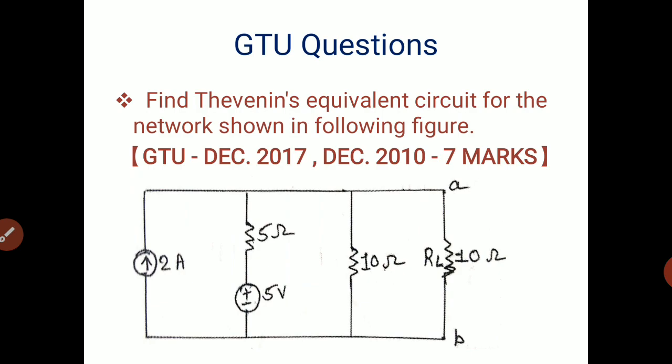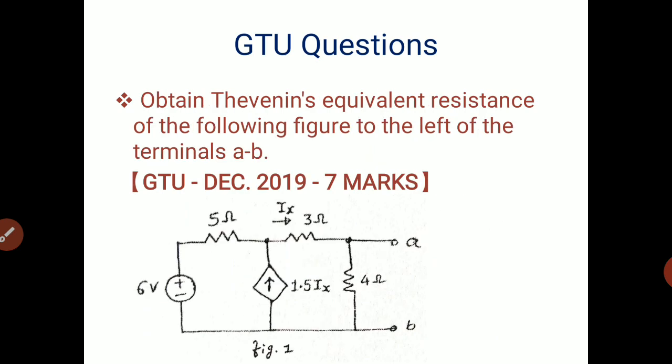Another question is: find Thevenin's equivalent circuit for the network shown in the following figure. It was asked in December 2017 and December 2010 for 7 marks. Another question is: obtain Thevenin's equivalent resistance of the following figure to the left of the terminals AB. This question was asked in GTU December 2019, recently, for 7 marks.